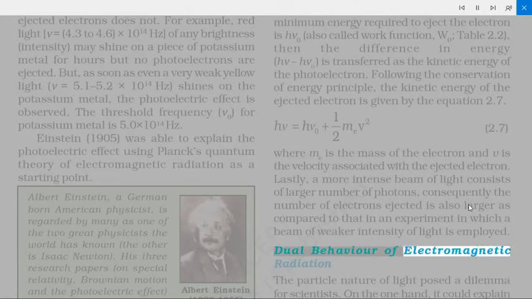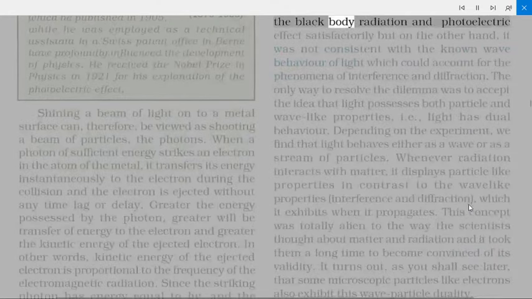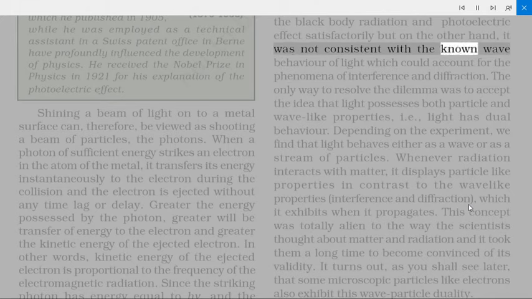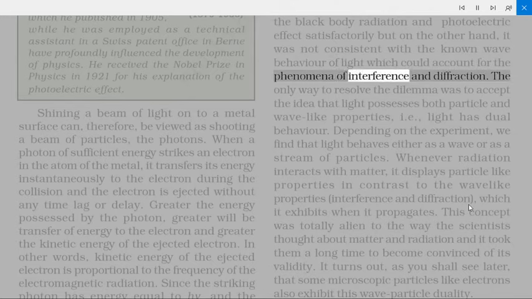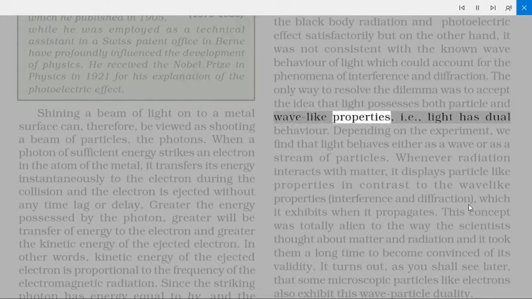Dual behavior of electromagnetic radiation. The particle nature of light posed a dilemma for scientists. On the one hand, it could explain the black body radiation and photoelectric effect satisfactorily, but on the other hand, it was not consistent with the known wave behavior of light, which could account for the phenomena of interference and diffraction. The only way to resolve the dilemma was to accept the idea that light possesses both particle and wave-like properties, i.e., light has dual behavior.